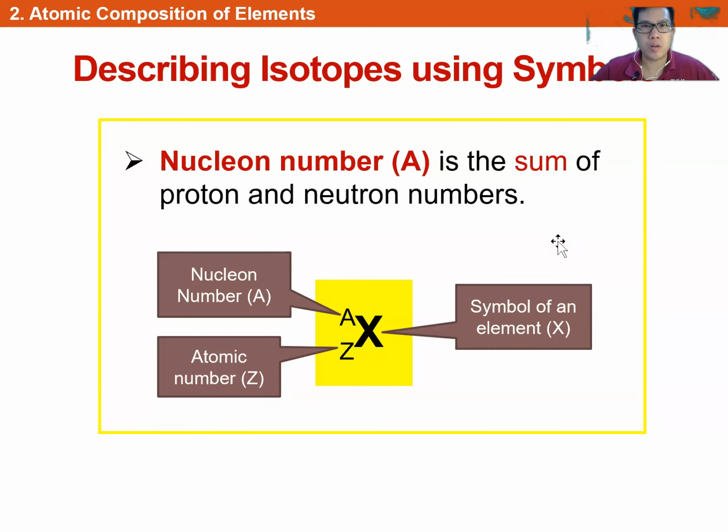Okay, so we can represent this using what we call the nucleon number, or A, which is the sum of the number of protons and the number of neutrons. So we put the symbol like this. This is how we represent it using the symbol. X is the symbol of the element. Z is the number of protons. A is basically the total number, the combination of the protons and the neutrons.